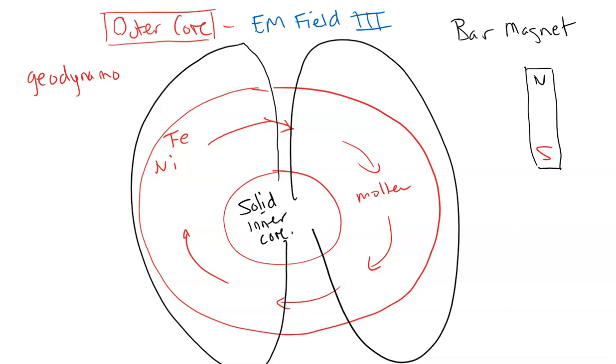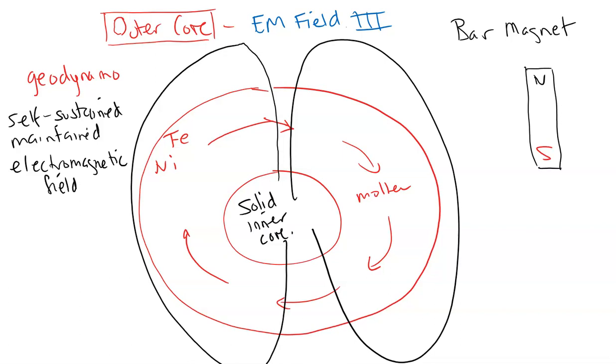And basically what you'd have is, because of the alignment and organization of the molten iron alloy, you get the generation of this self-sustaining and maintained electromagnetic field, which works the same as a dynamo, basically.